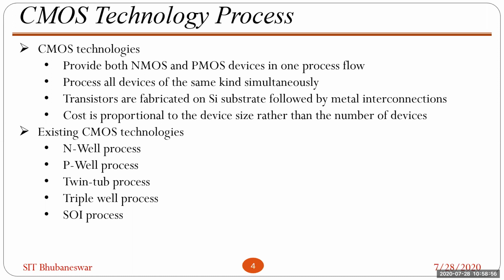And next thing is the cost. The cost does not depend upon the number of transistors or devices inside a chip. It depends upon the size of the chip, the size of the devices. When you go for fabrication, the cost is mentioned per square mm or per square cm, like that. So these four points are important in the CMOS technology process. So what are the existing CMOS technologies?